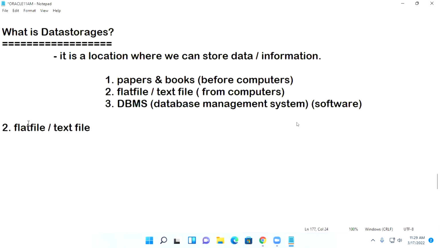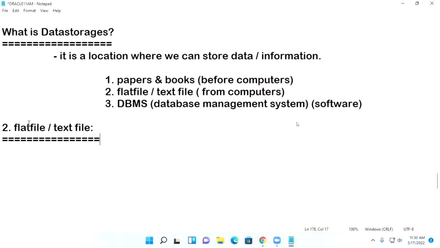Yes, this is the flat file. Books and papers we can normally understand, but flat files we need to discuss, because once you know flat files, then you can understand the need and necessity for which people introduced the database management system concept. If anybody asks you why DBMS, why did people introduce this DBMS concept and this software in real-time industries, to know about DBMS, why, what and how, you first have to know flat files.